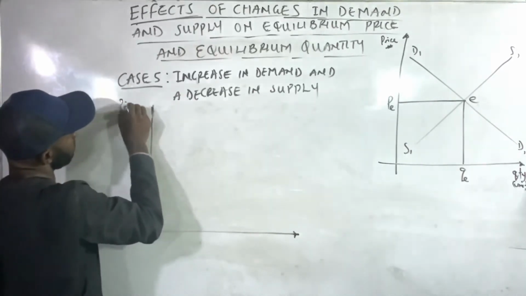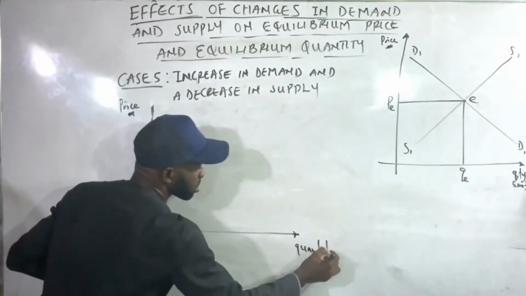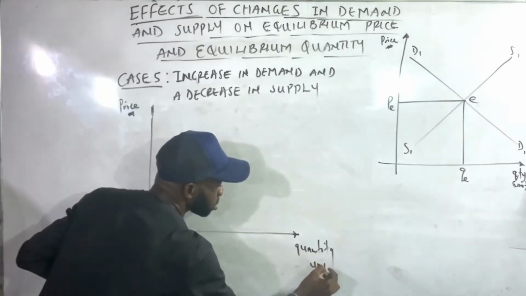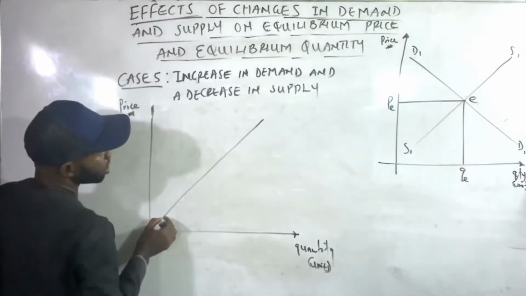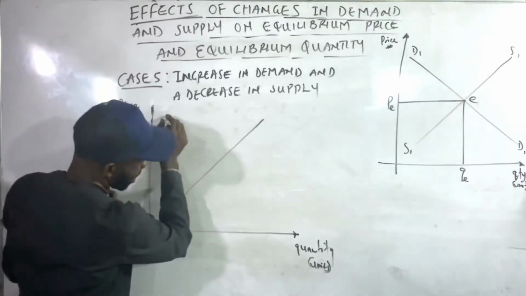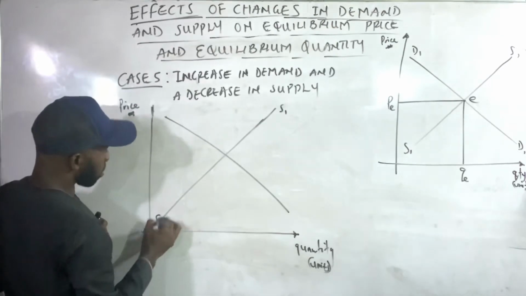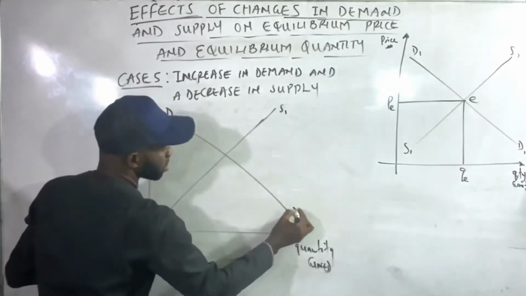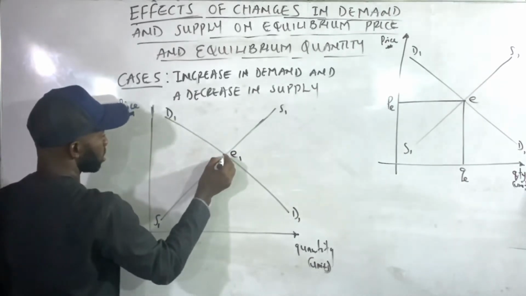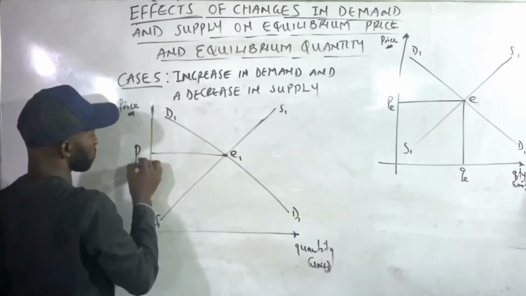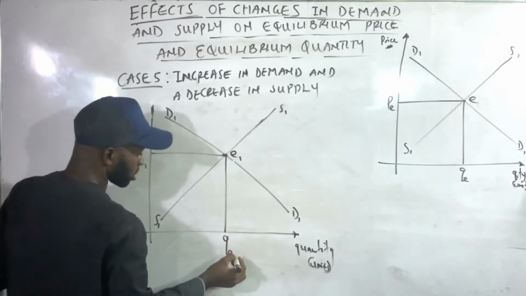So we have price in naira, we have quantity in units, please. Don't forget the original status. We have first supply curve and first demand curve. The point of intersection gives us the equilibrium point. You trace it to the price axis, it gives you equilibrium price 1. Bring it to the quantity axis, it gives you equilibrium quantity 1.